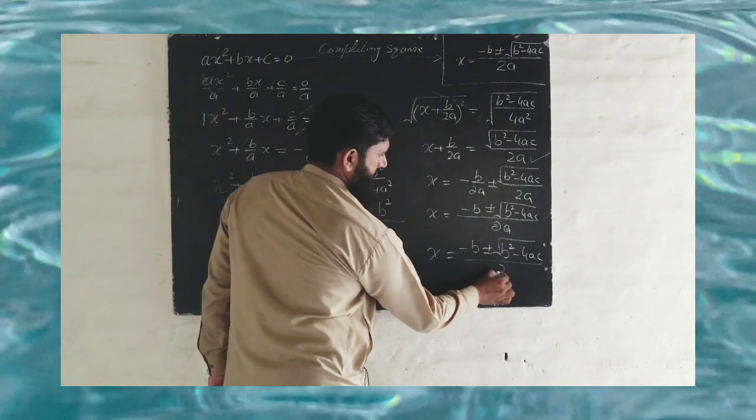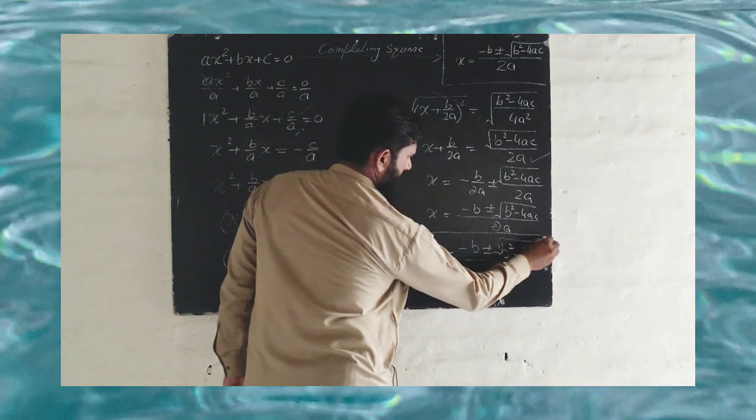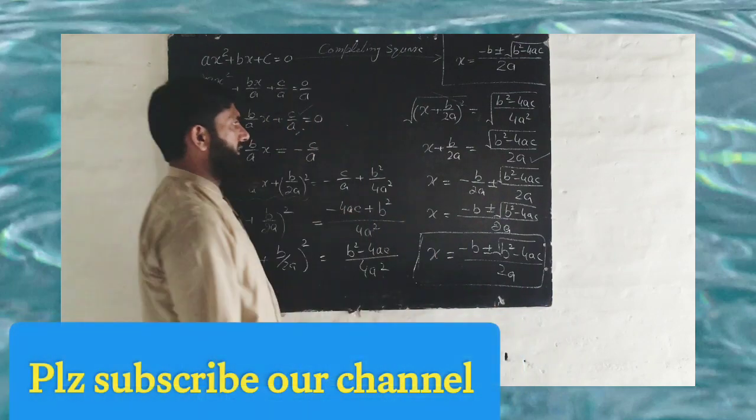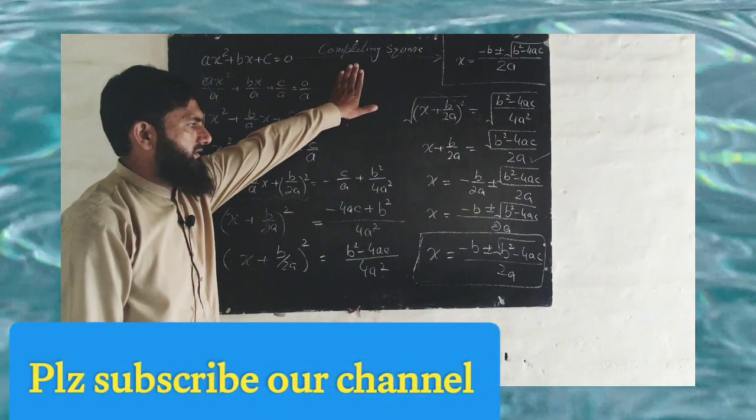So this is our required quadratic formula, which is derived from the general equation of the quadratic equation by adopting the completing the square method.